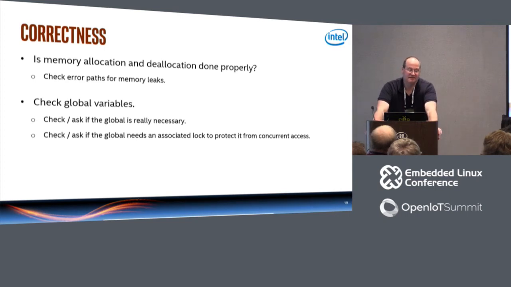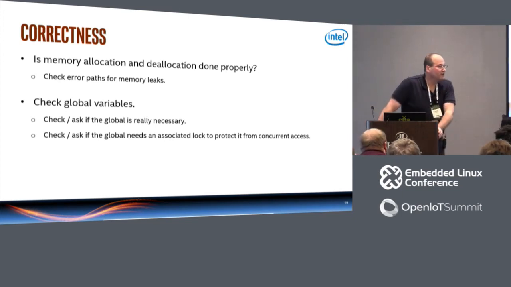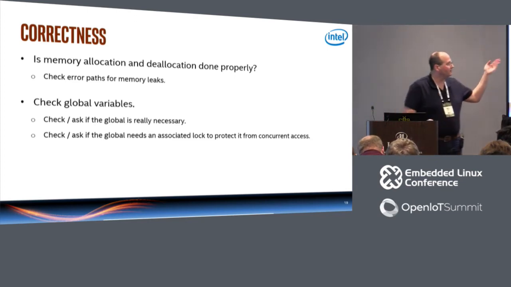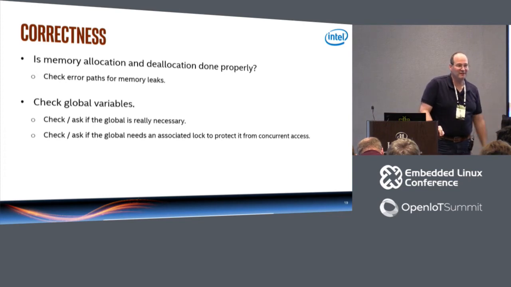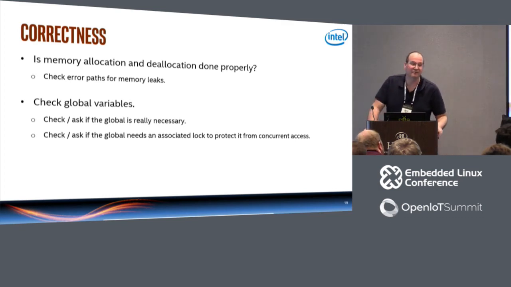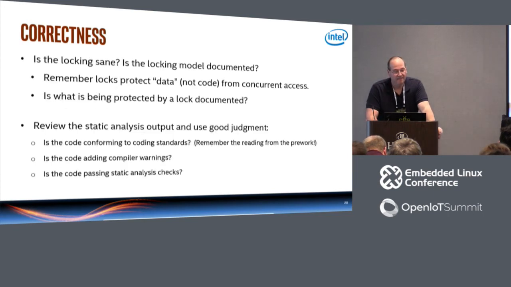Memory allocation and deallocation: check for memory leaks. Look at it, and question every global you see. Is the global really necessary? Is someone just trying to be lazy and not pass something by value, and wedge it into a global? I've seen that happen. And for every global that you see added, you need to interrogate it with respect to, does it need a lock? And it probably does. So globals are a pain. Locking is an even bigger pain. So you need to check to see if the locking is sane. Sometimes it won't be.